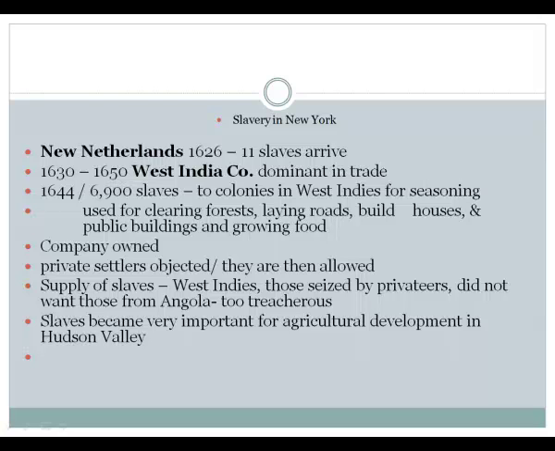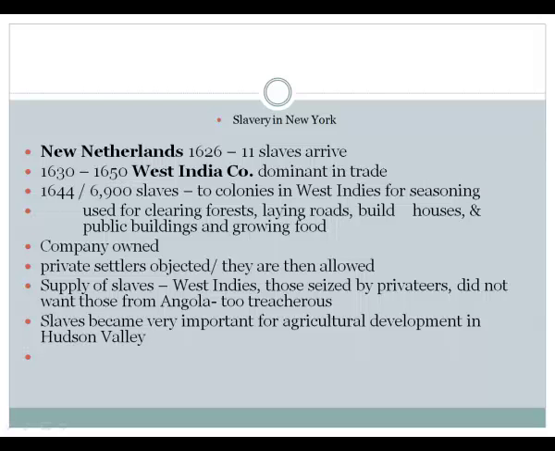And between 1630 and 1650, the West India Company was very dominant in trade throughout the Mediterranean as well as the Atlantic world. By 1644, more than 6,000 slaves were brought to the colonies in the area of New Netherlands. They were brought in from the West Indies after they'd been seasoned, and they were used for clearing forests and laying the roads and building houses and building public buildings and growing food. They were used strictly as laborers, and they were all company owned. But the private settlers objected because they weren't allowed to own slaves.